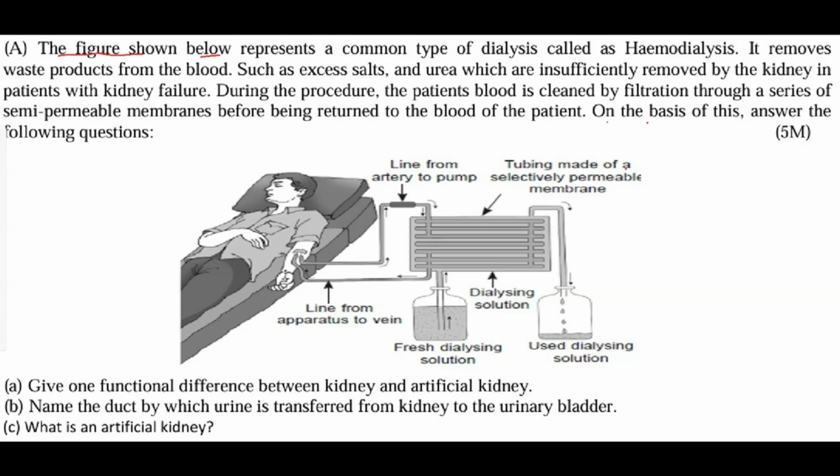Now this is a 5-mark question. The figure shown below represents a common type of dialysis called hemodialysis. It removes waste products from the blood such as excess salt, urea, which are insufficiently removed by the kidney in patients with kidney failure. During the procedure, the patient's blood is cleaned by filtration through a series of semi-permeable membranes before being returned to the blood of the patient. On the basis of this, answer the following questions. If you answer correctly, you will get 5 marks.